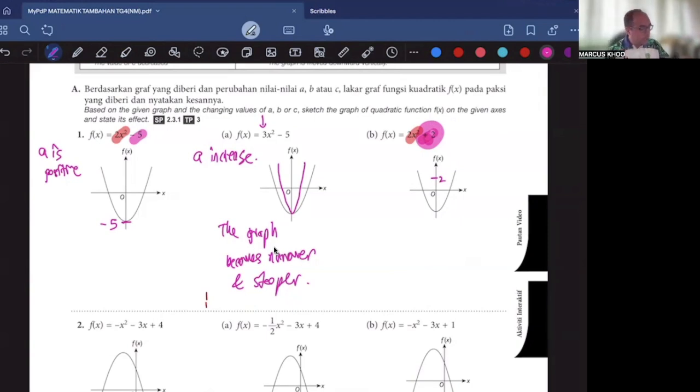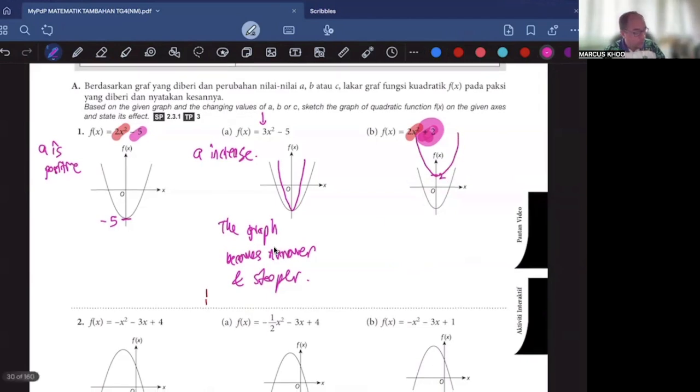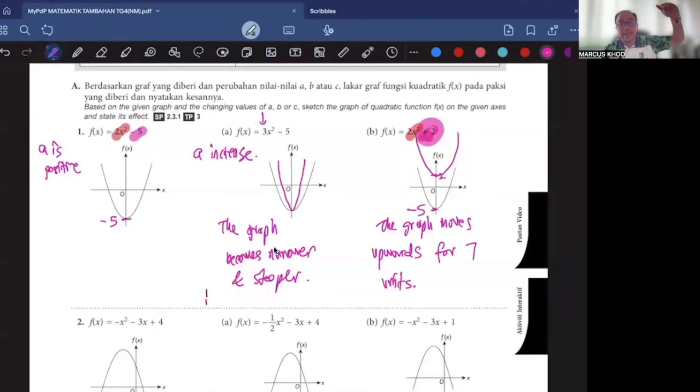It's as if you take this particular part over here and just move it upwards until it reaches the number 2. That is actually what's happening over here. So your graph will look like this, exact same shape, except it becomes 2. So we say the graph moves upwards by 7 units, because originally it's -5, then it goes up to 2.